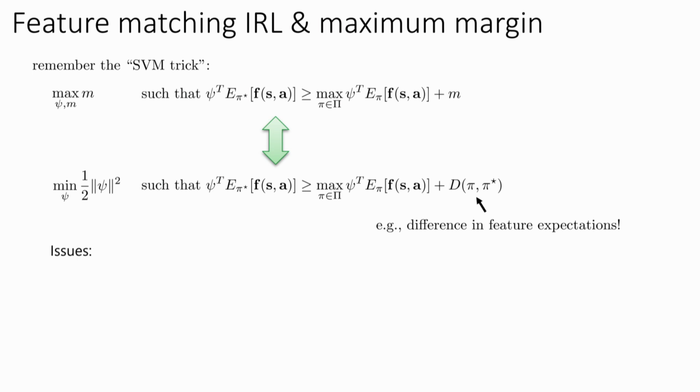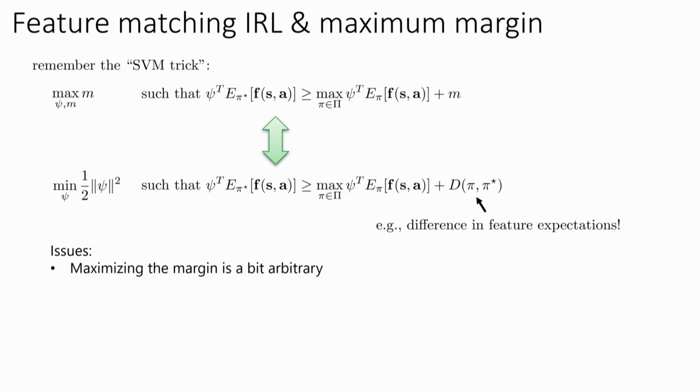Now, there are still a few issues with this formulation. This formulation will give you an inverse RL algorithm, and there are methods like maximum margin planning that actually instantiate this idea in a practical framework that can be solved with quadratic programming and can even be used with sample-based estimates.